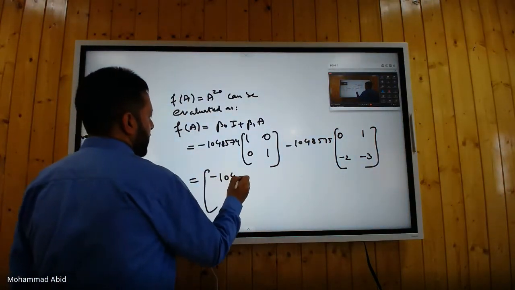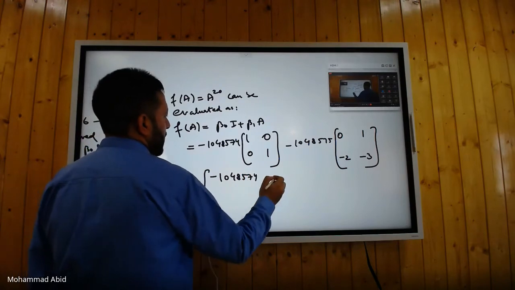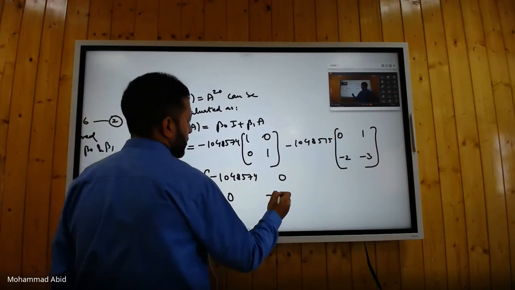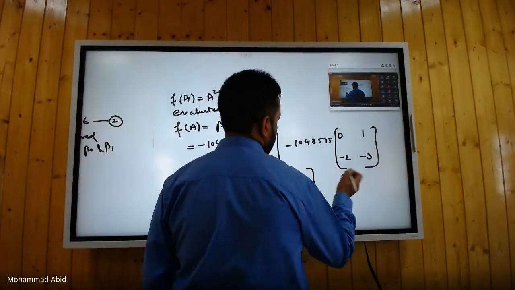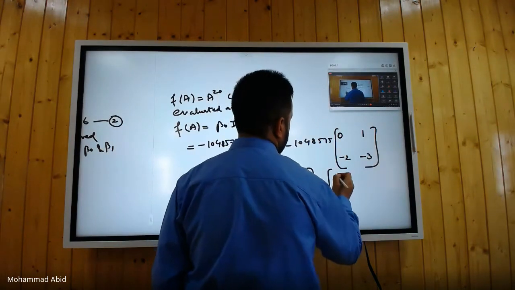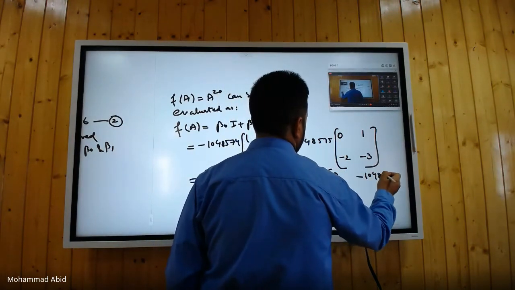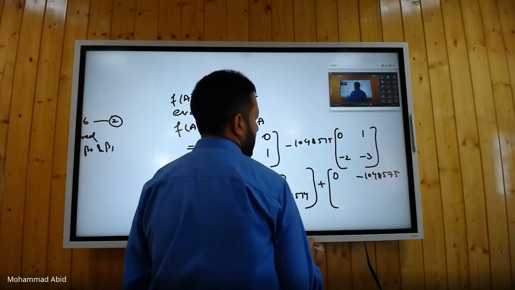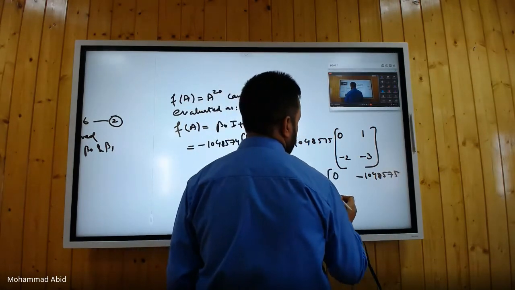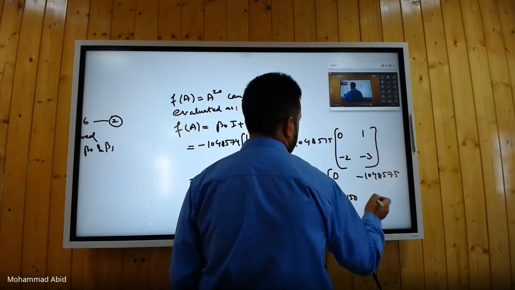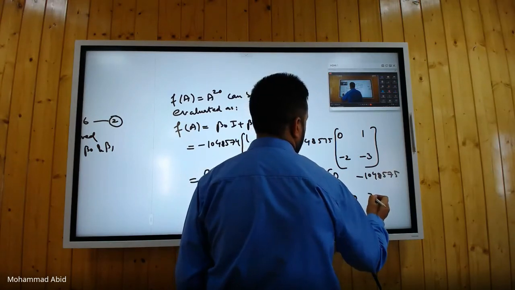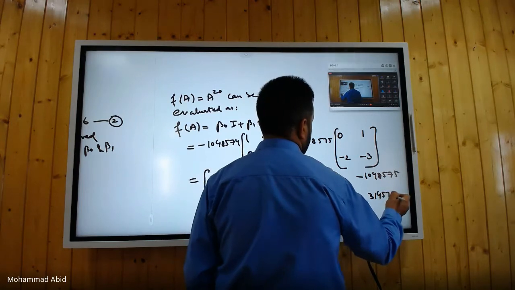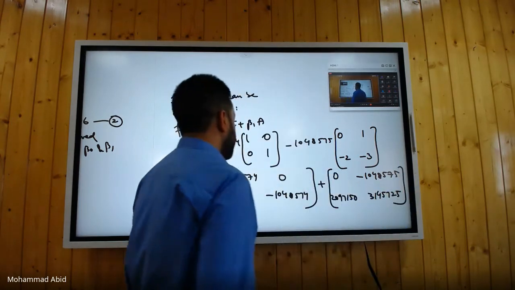Minus 1048574, then 0, then 0, minus 1048574. And this will be plus, this is 0, minus 1048575, 2097150, 2097150, 3145725. Is that okay?